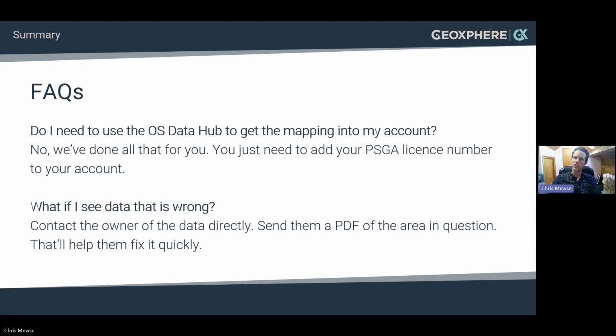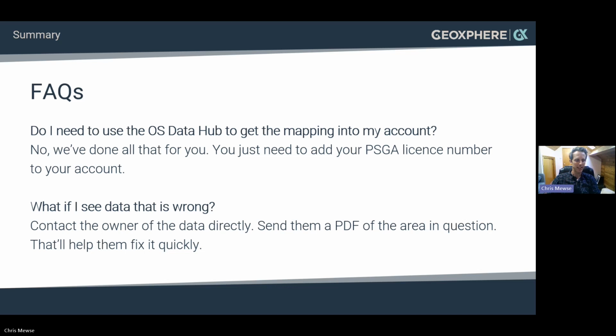When you sign up to the PSGA, it gives you access to the Ordnance Survey's Data Hub. And we've had a lot of questions about, do I need to go and do something in there? The answer is no. You just need your license number, which will start with AC. So you get an AC and then there's a string of numbers. We just need that code to put into the software.